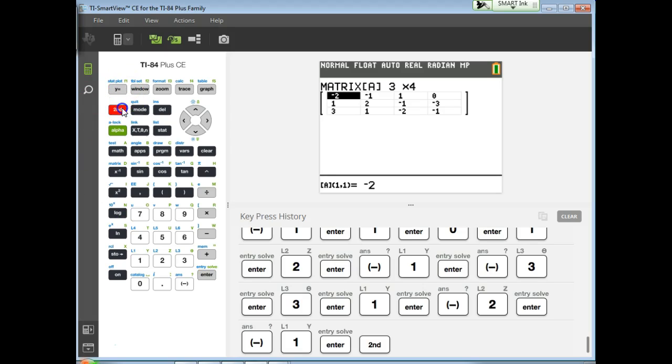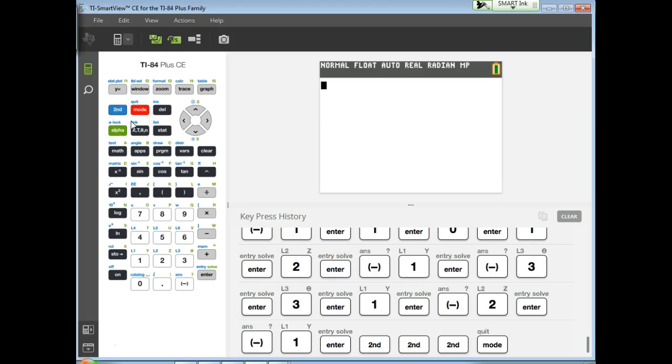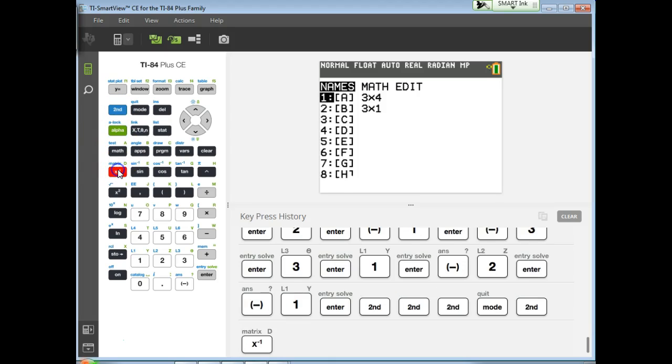I'm going to go back to the home screen. Whoops, or not. So you just make sure nothing's going on your home screen right now. I do this a lot where I partially commanded something because I typed badly. But go back to the matrix menu, and this time you're going to calculate something.